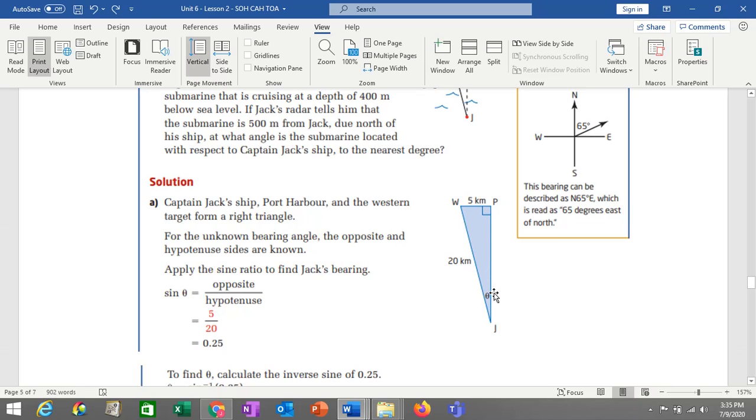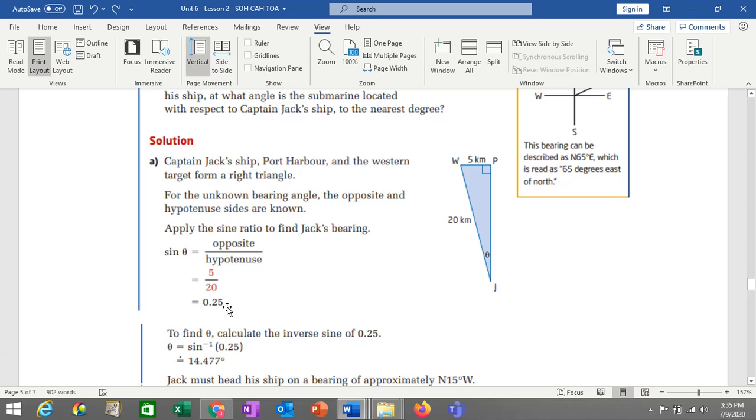Okay, so simple trigonometry ratio again. This would be the hypotenuse. This is the longest side. This is opposite of that angle, so this is opposite, and this is adjacent. So we have the hypotenuse and the opposite side. That's a sine ratio that we're going to be dealing with. So sine of this angle is equal to the opposite over the hypotenuse, which is 5 over 20.